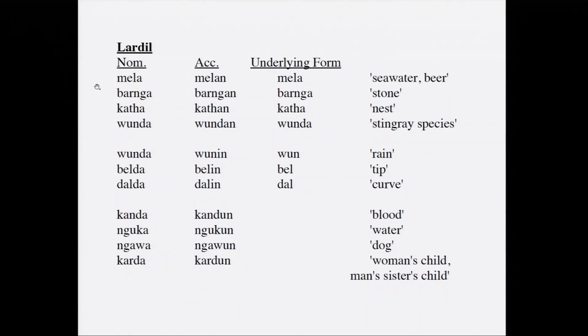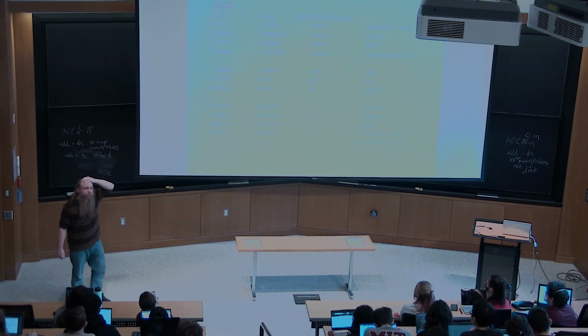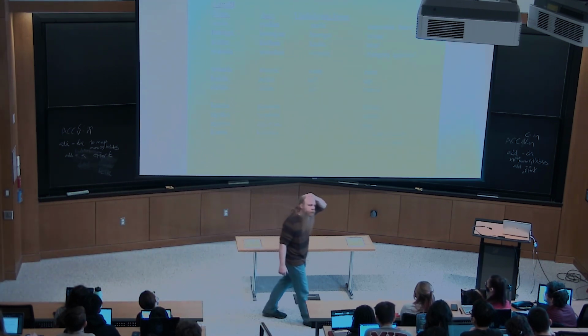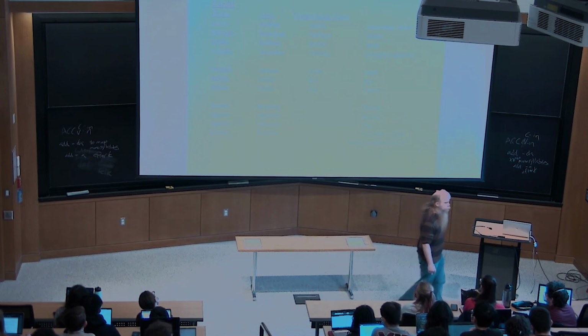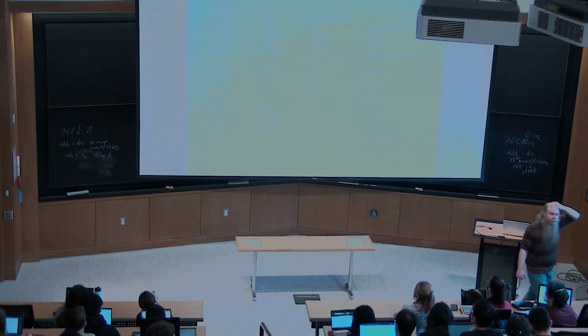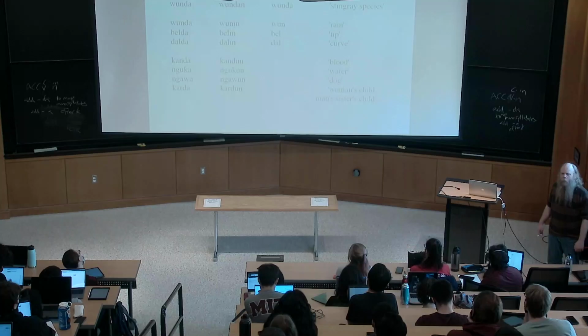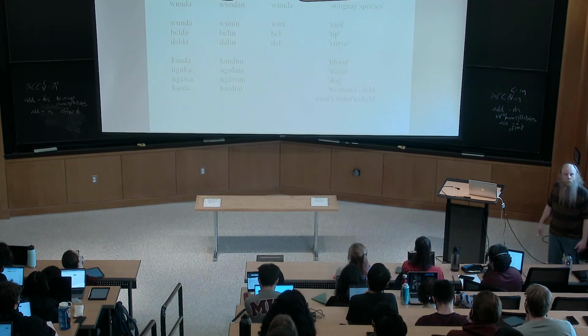So the accusative kanda is kandun, which it shouldn't be, right? It should be kandan if it were going to be anything. We have a rule that adds da. Do we want the underlying form to be kan? No, right? If the underlying form were kan, what would the accusative be? Kanin, yeah, and it's not, it's kandun. So we need another rule. What's the new rule going to say?